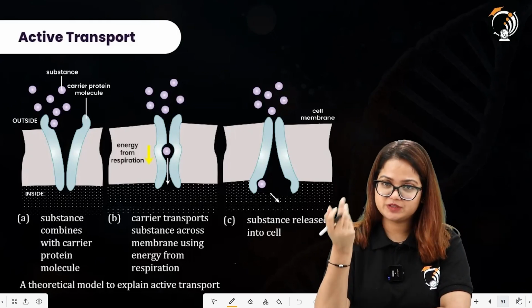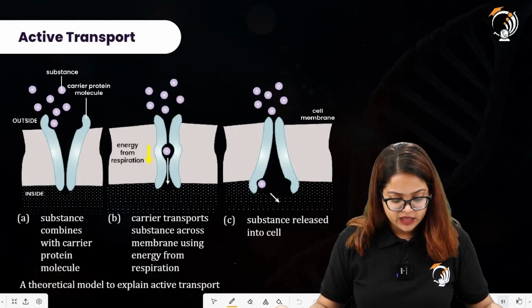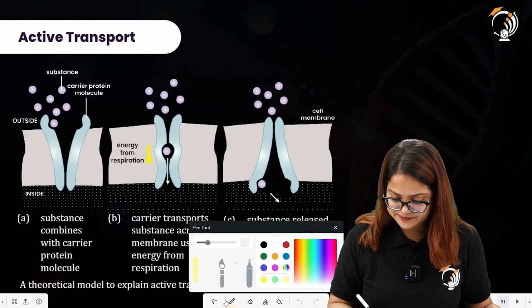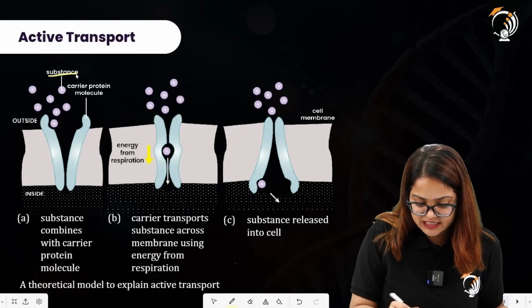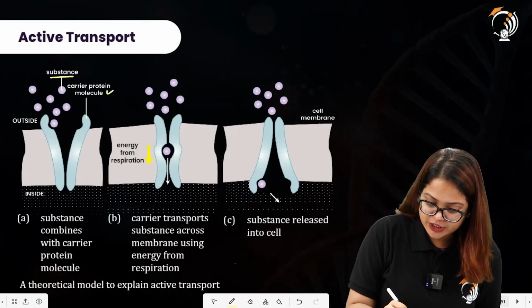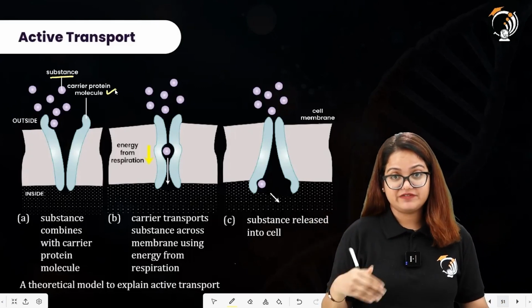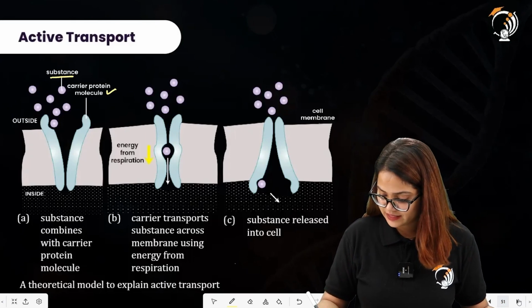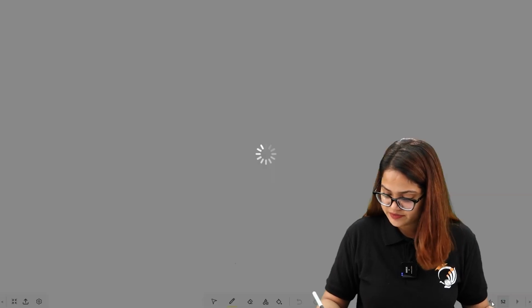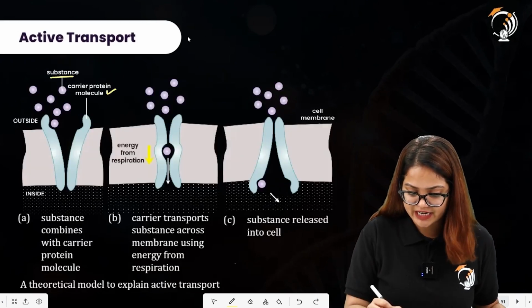All right, so we will proceed with that here. Now the representation here says substances are there, and a carrier protein molecule is there. Since active transport involves the carrier protein molecule, let us see whether the definition is given here. So we will write about it in the first slide of active transport.